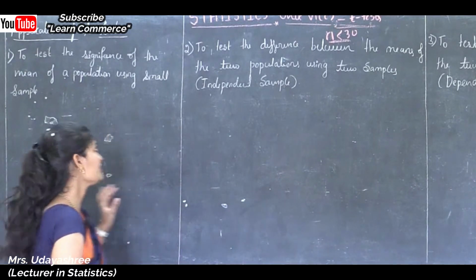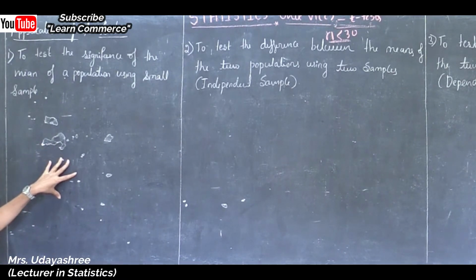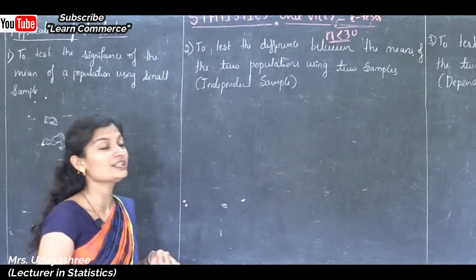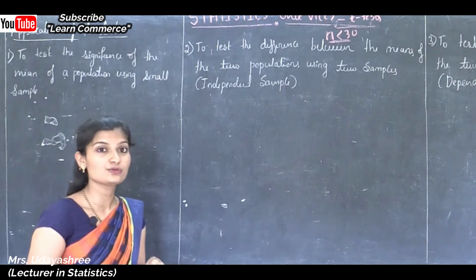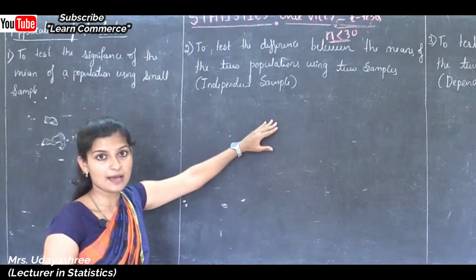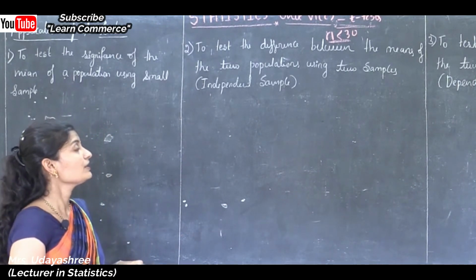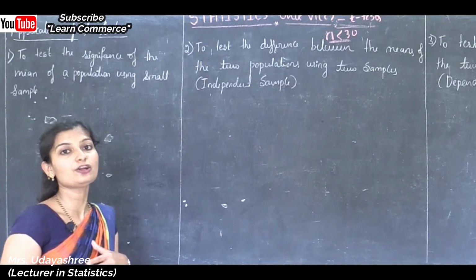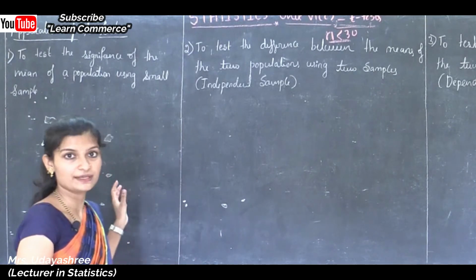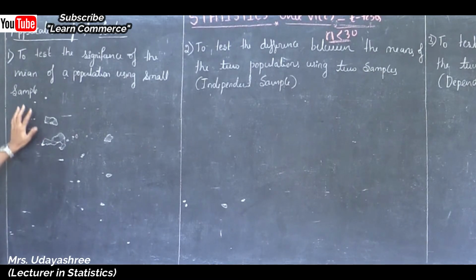The first application is to test the significance of the mean of a population using a small sample. The second application of the t-test is to test the difference between the means of two populations using two small samples, also known as independent samples. And the third application is to test the difference between the means of two populations using paired observations, also known as dependent samples. Okay, next, let's move to the first application, testing the significance of the mean of a population using a small sample.